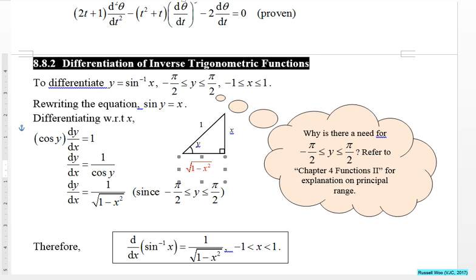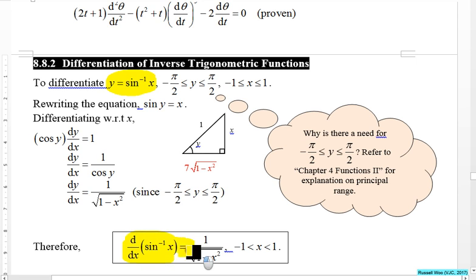The end objective is, we have this. I want to prove this. That means differentiate sine inverse x, I get this. But how do we do this? Now, if I rewrite this, if y is sine inverse x, then sine y is x. This one no big deal. That's what we all know.